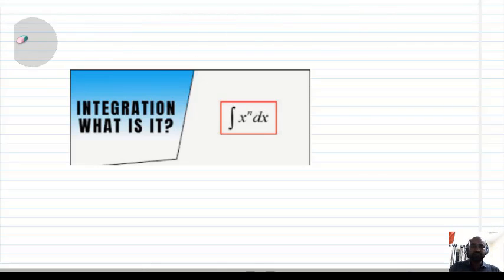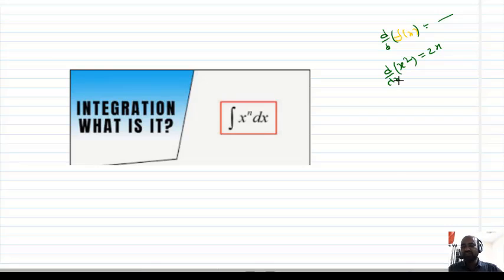Actually, a function f of x is given. Everyone knows how to find its differentiation, d by dx of f of x. You know the procedure. For example, a function is given as x square. You know how to find its differentiation. That is nothing but 2x.